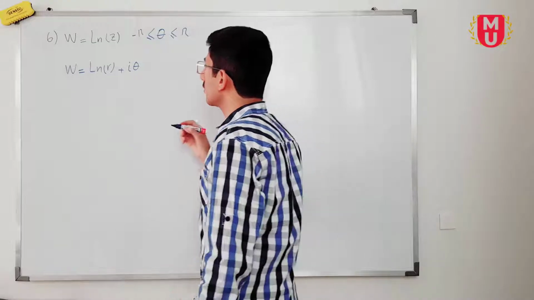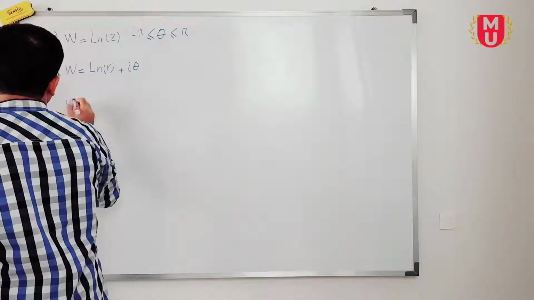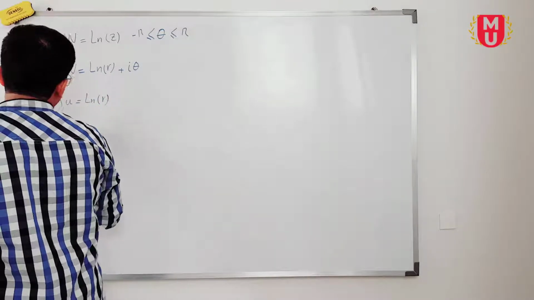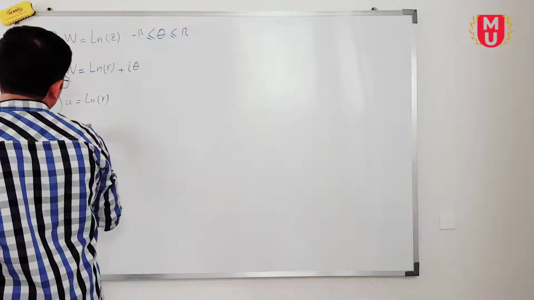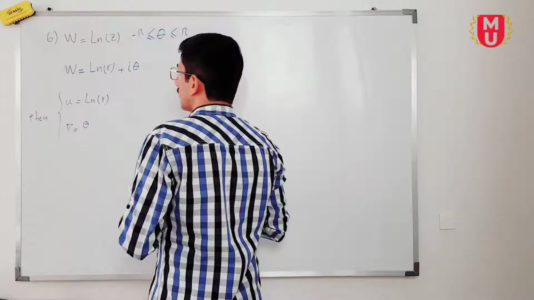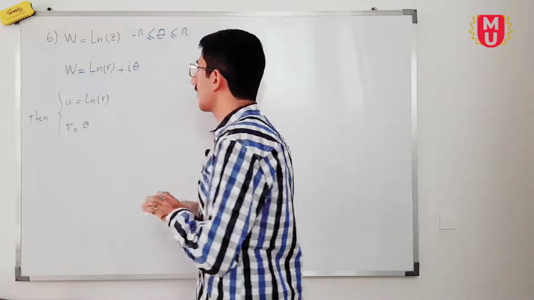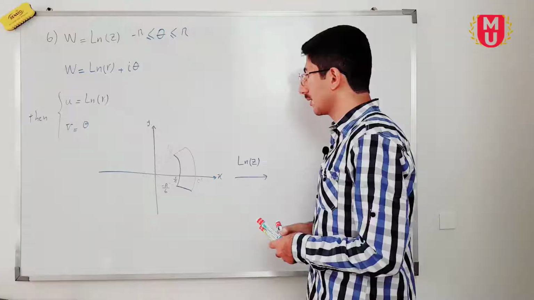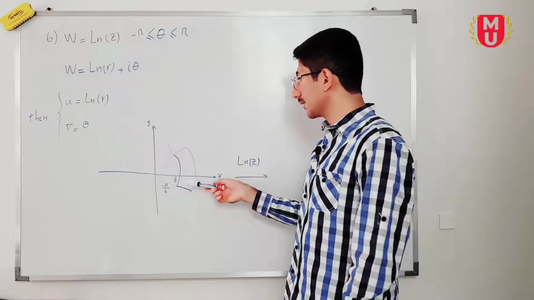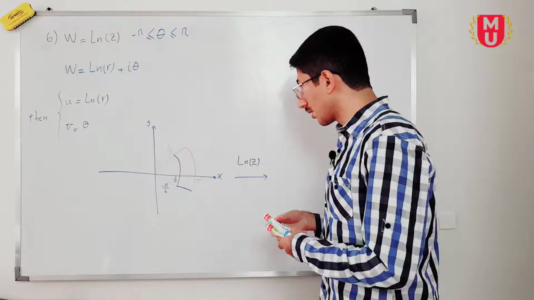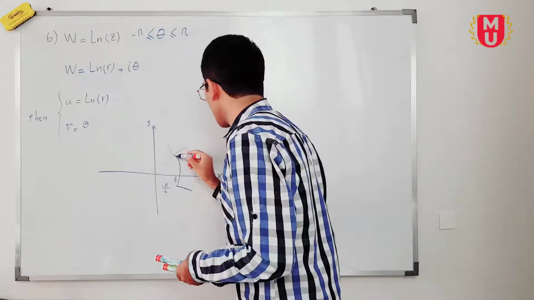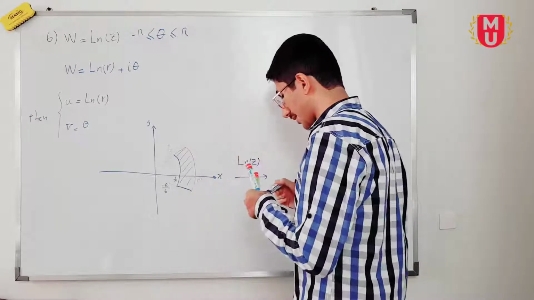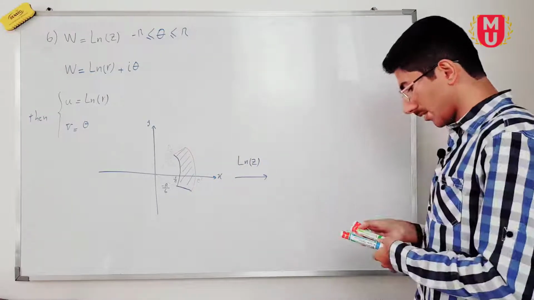And as a conclusion, u equals natural logarithm of r and v is theta. In the following courses, I will call this ln as natural logarithm. As an example, I brought you this graph. It's a region, this region. I wanna find out what it will become under the natural logarithm of z mapping function.